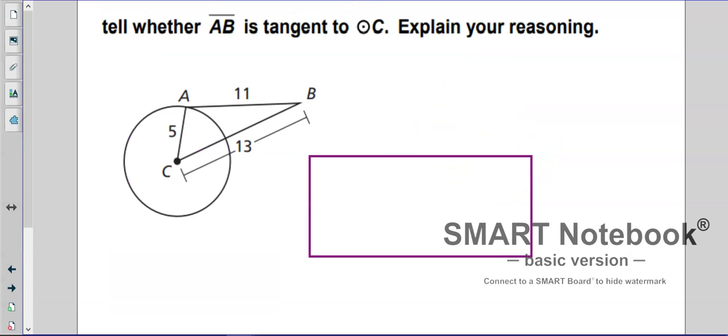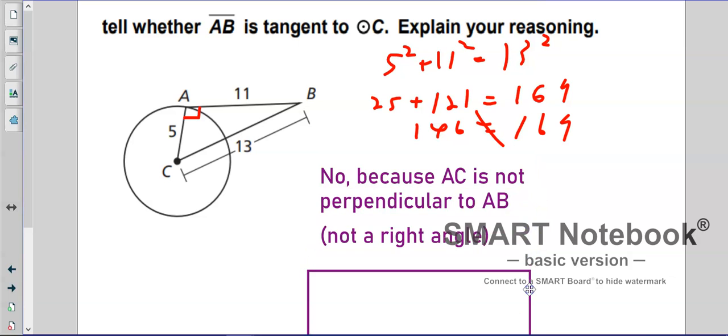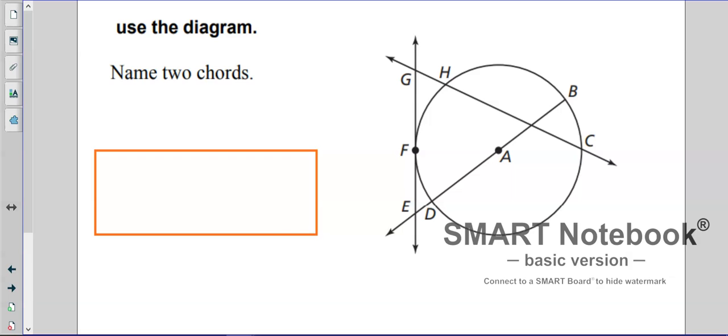Tell whether it's tangent or not. Well, if it's tangent, it doesn't look like it because this needs to be a right angle. But looks can be deceiving, so we're going to do 5 squared plus 11 squared and see if it's equal to 13 squared. So what we have here is 25 plus 121 equals 169. When we add these together, we get 146, not 169. So no, not a right angle.